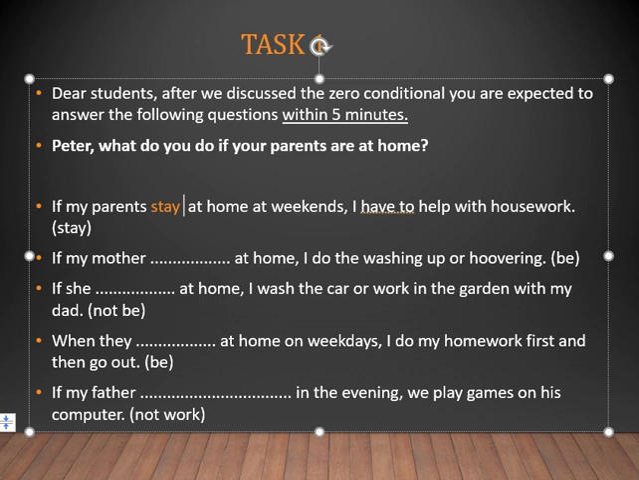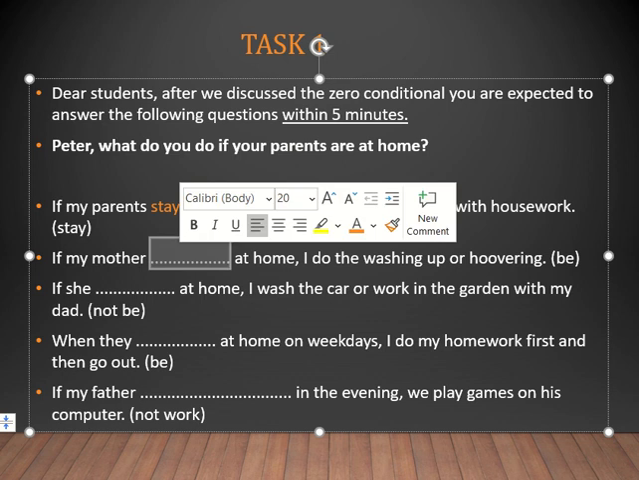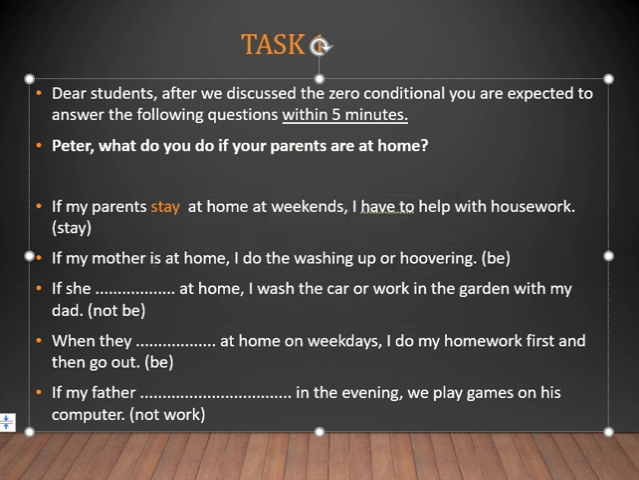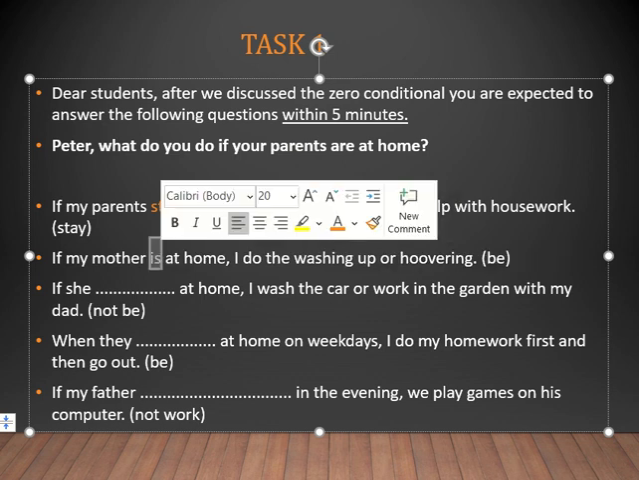If my mother is at home, I do the washing up or hoovering. So we have the verb between the brackets here. We have be. What is the simple present of be? Yes, is or am. So if my mother, we have just singular subject. If my mother is, right? So we have to put here is. Okay, so is.